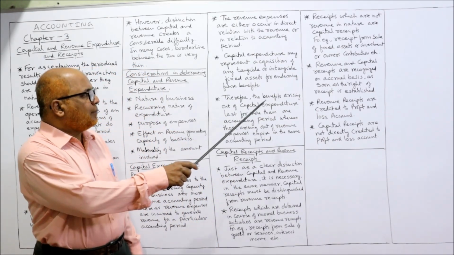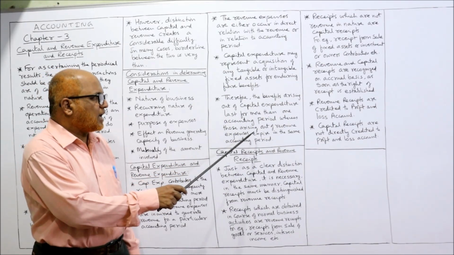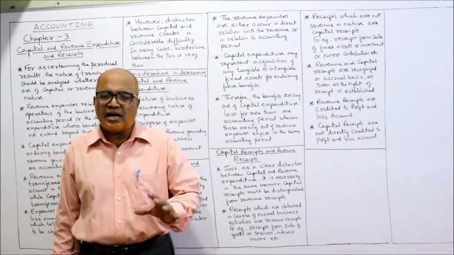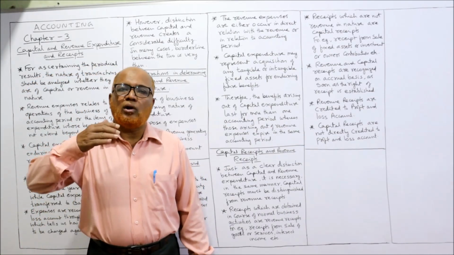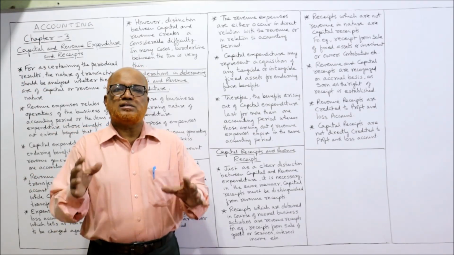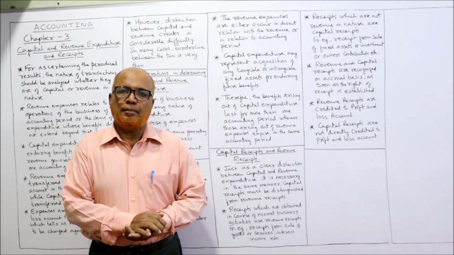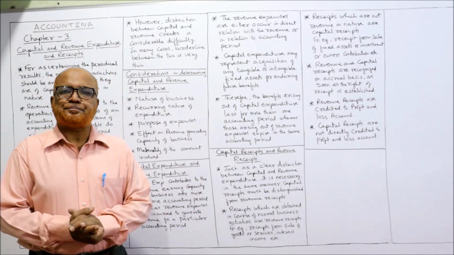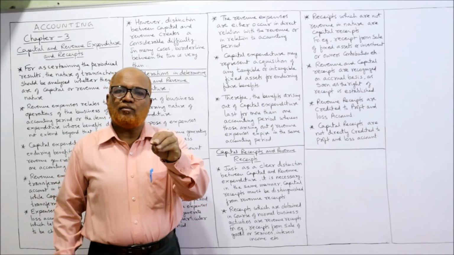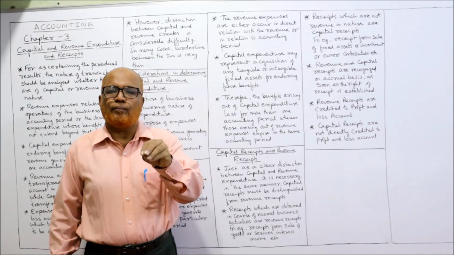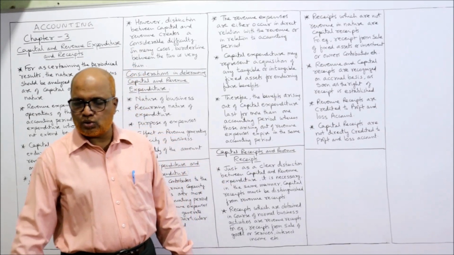Next one is, therefore, the benefit arising out of capital expenditure lasts for more than one accounting period, whereas the benefit arising from revenue expense expires in the same accounting period. The benefit from capital expenditure will go for a long period of time, whereas the benefit from revenue expenditure will expire within a 1 year period. These are the differences between revenue expenditure and capital expenditure. And whatever you have learned now, we will apply in the coming problems in the coming videos.